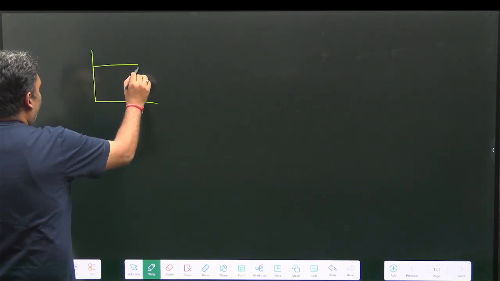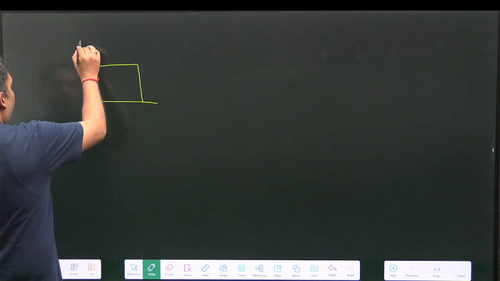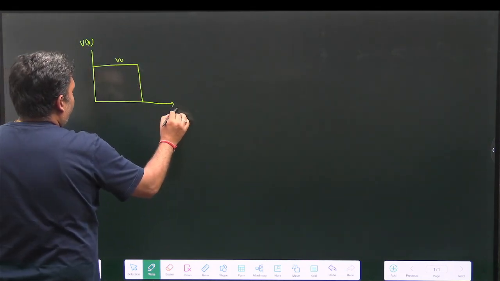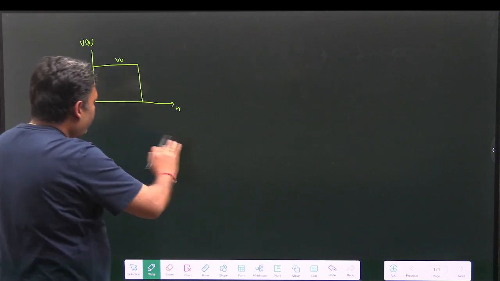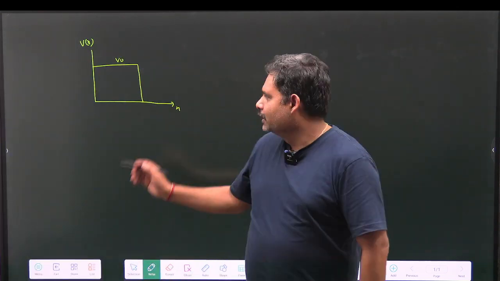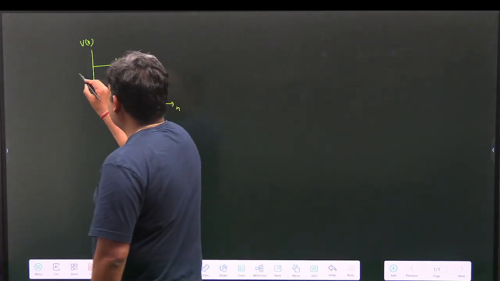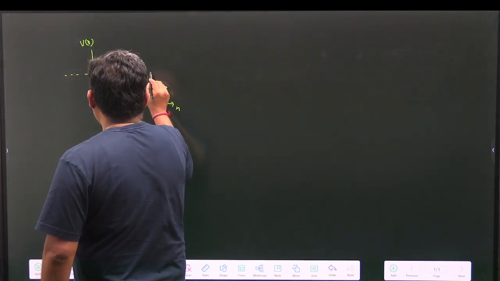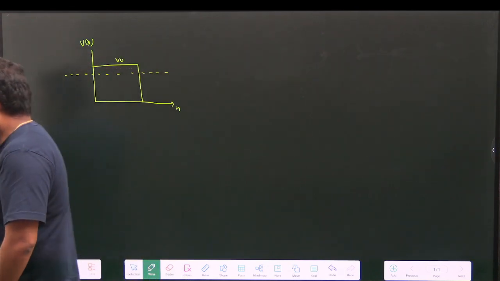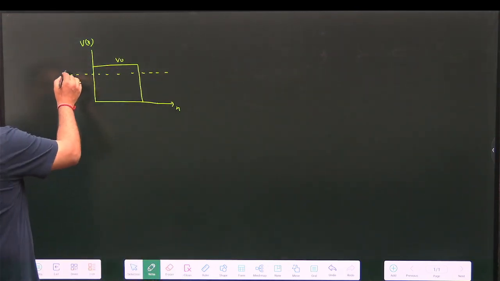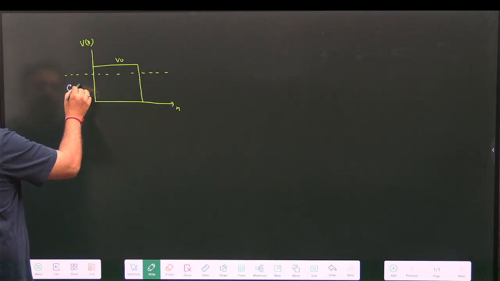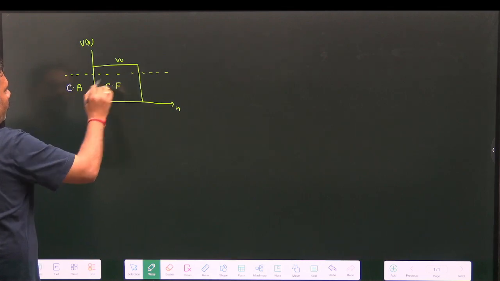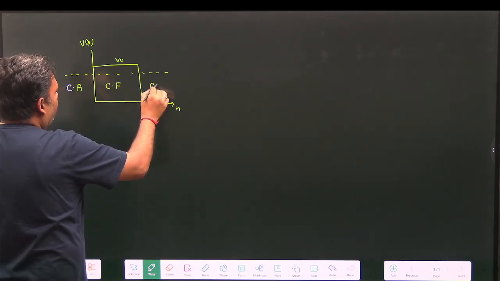The first one is my potential something like this. This is my potential V(x), this value is V naught, and this is my x. This potential is going to truncate at some finite value, after which it is 0. But the energy is something like this. So this will be my energy. What you can see is that this region is a classical allowed region, this region is a classical forbidden region, and this region is again a classical allowed region.